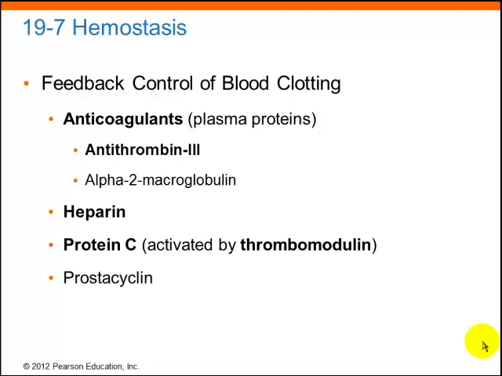We use aspirin for pain control, but if you take too many aspirin, you can actually get bruises because you're inhibiting clot formation. And people do take aspirin to reduce the likelihood of a heart attack, and they're taking it as a clot inhibitor.